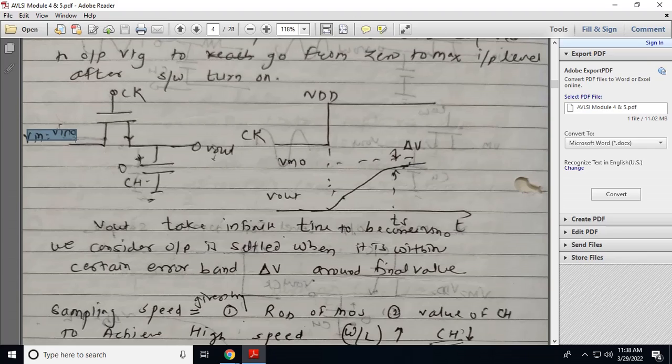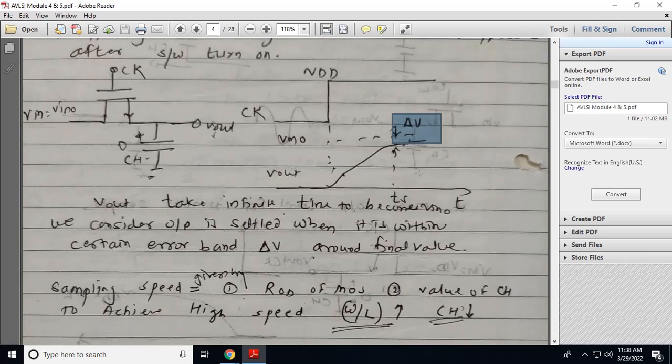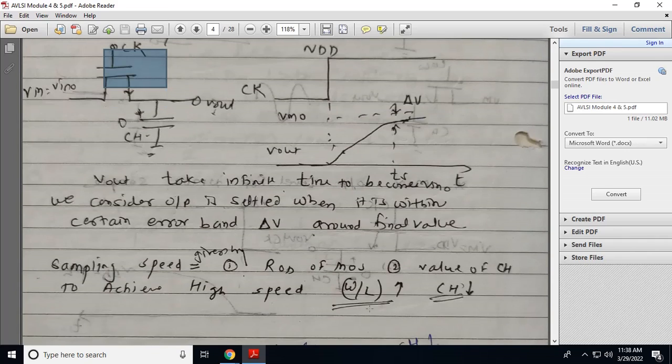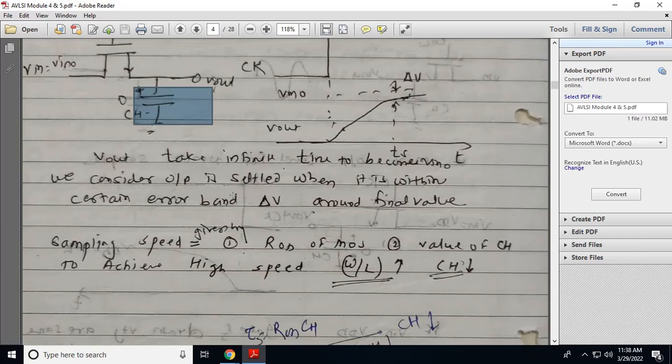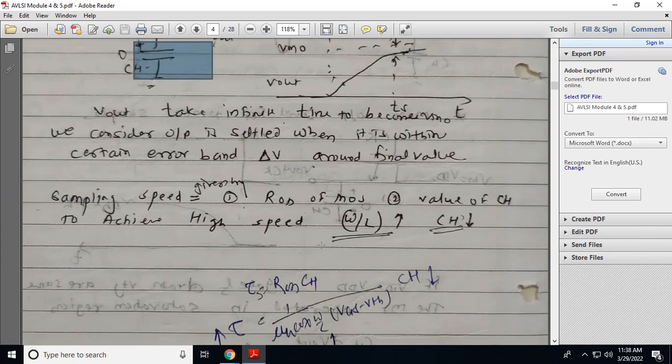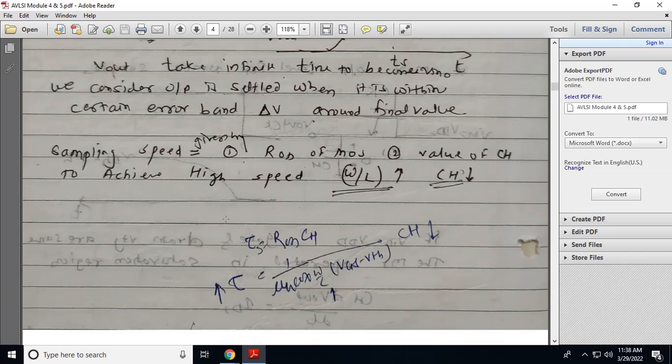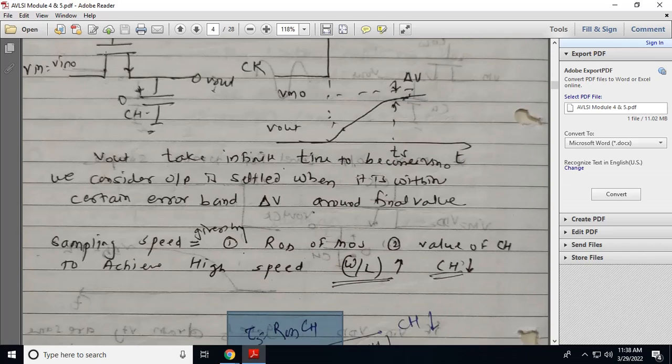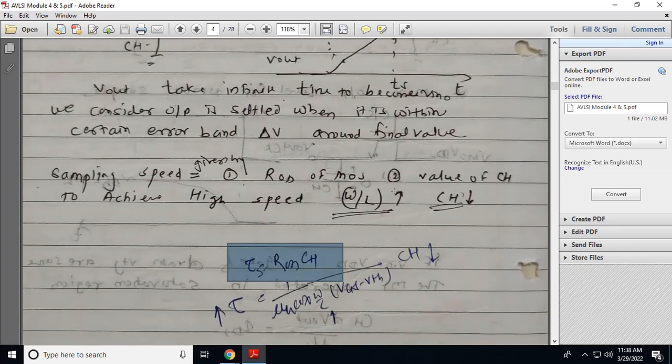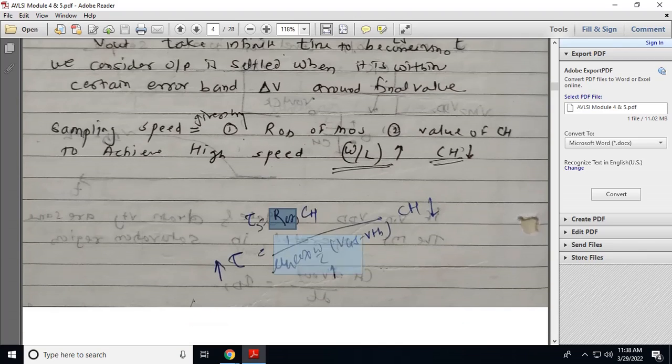So we will consider that the output is settled within some error band, and that is called the change in voltage. The sampling period is given by the on resistance of the MOSFET and the value of the capacitor. So sampling time Ts is equal to Ron, the on resistance of the transistor, times the capacitor Ch. Ron is given by the equation 1 upon mu n Cox W by L (Vgs minus Vth).